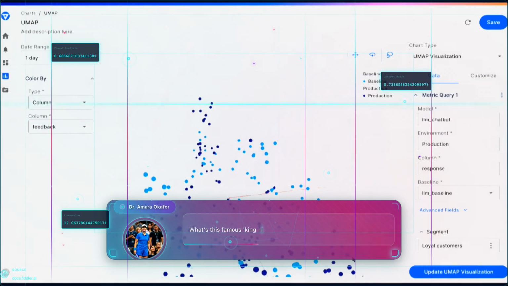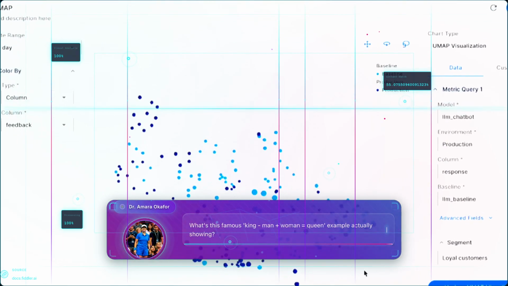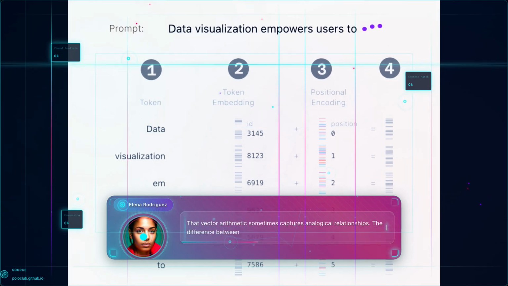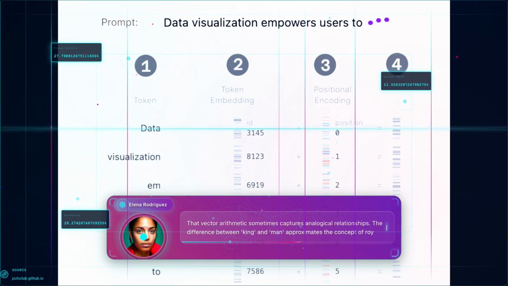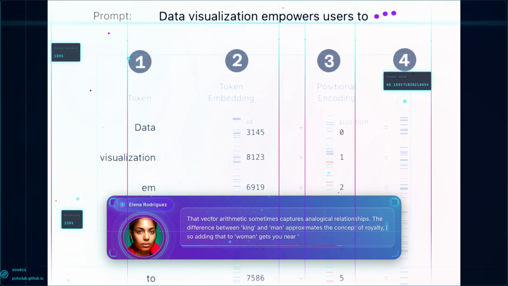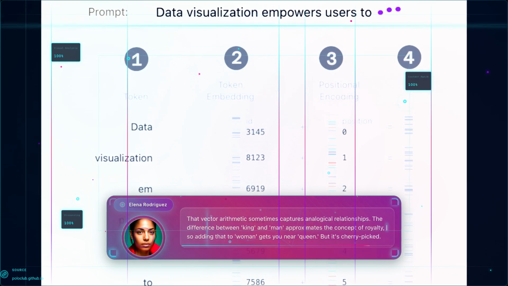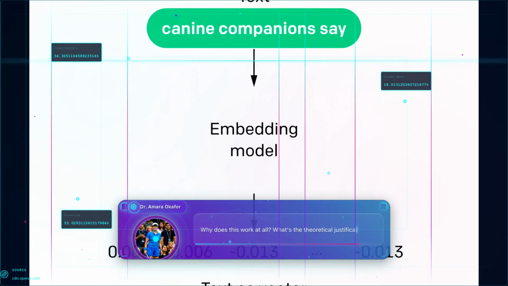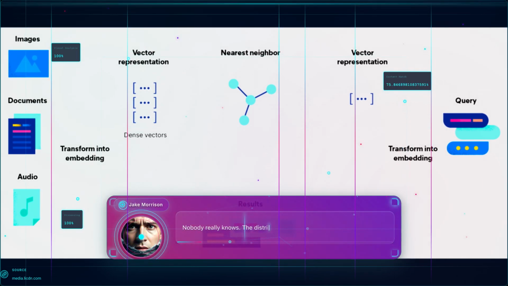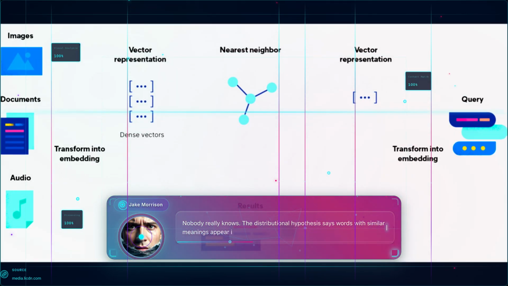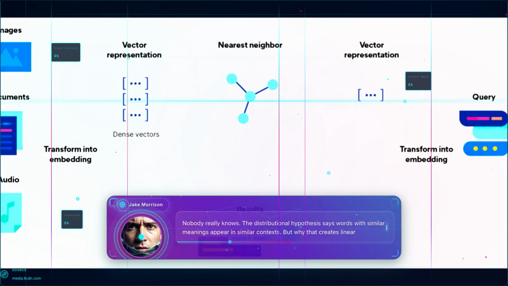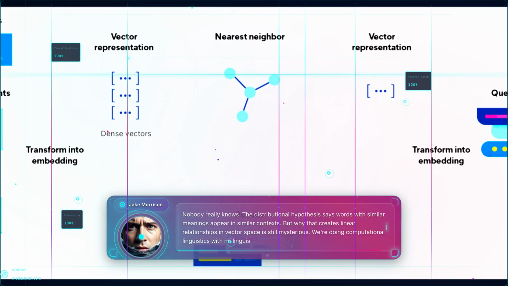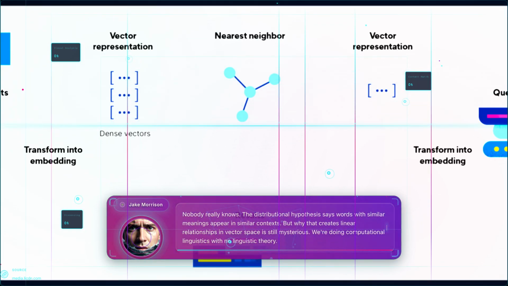What's this famous king - man + woman = queen example actually showing? That vector arithmetic sometimes captures analogical relationships. The difference between king and man approximates the concept of royalty, so adding that to woman gets you near queen, but it's cherry-picked. Most analogies don't work. Why does this work at all? What's the theoretical justification? Nobody really knows. The distributional hypothesis says words with similar meanings appear in similar contexts, but why that creates linear relationships in vector space is still mysterious. We're doing computational linguistics with no linguistic theory.